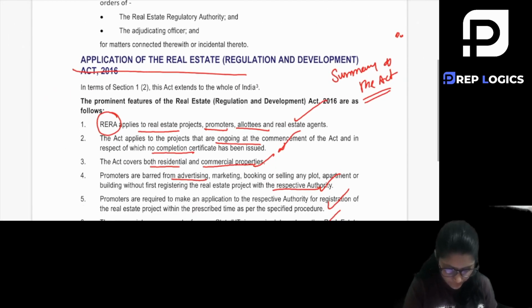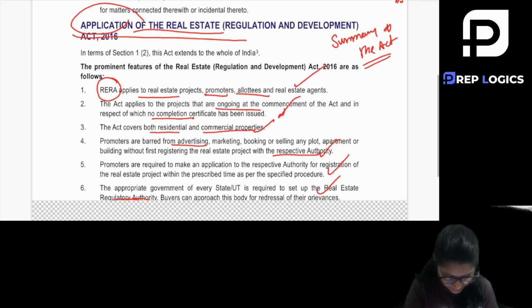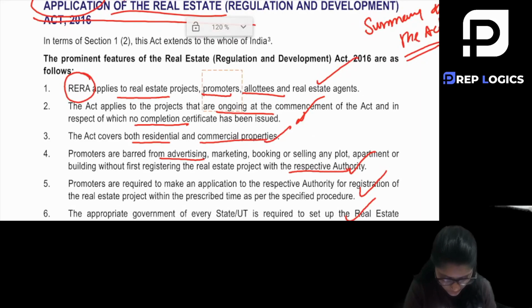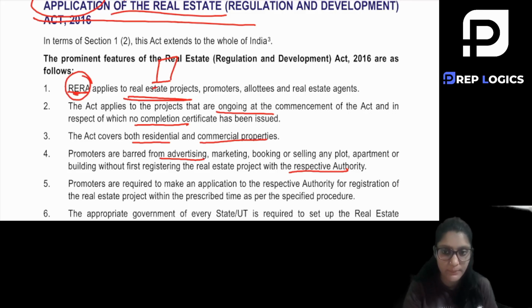Now the application of real estate. These points are actually the summary of the act. Whatever we are going to read in the particular act, these things are the summary of the act. Now the RERA applies to real estate projects. Real estate projects means the building, the building that is going to be built by the builders, or the apartments, plots, or whatever the project is, known as the real estate project.